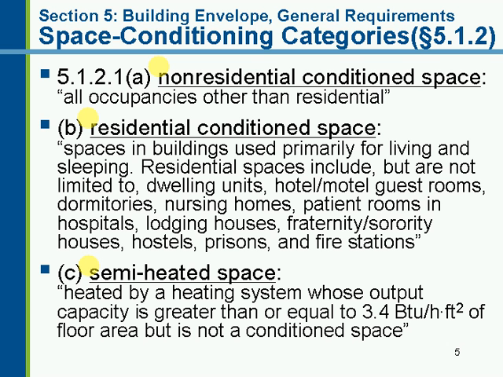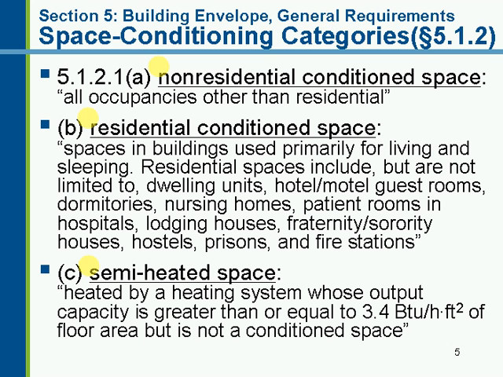But to talk about the residential conditioned space first, it includes categories that you'd think of as building code residential categories. Group R occupancy is a term that's used in the building code. So it's these spaces used primarily for living and sleeping. For example, dwelling units, hotel, motel, guest rooms.